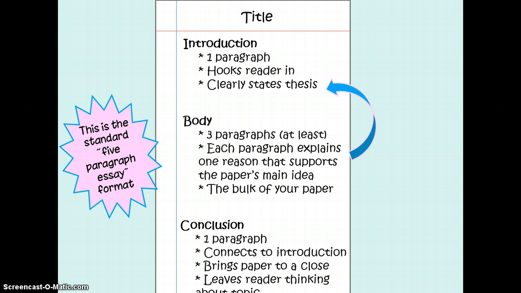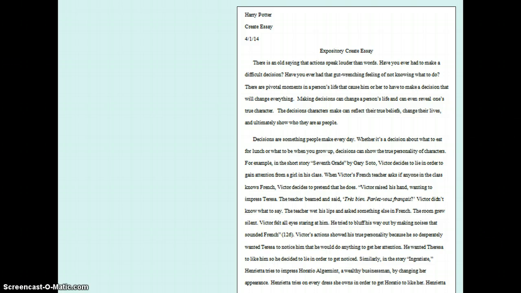And then finally, we're going to have our conclusion. It is one paragraph at the very end of our reading. It connects back to the introduction, and it brings our paper to a close, leaving the reader thinking about the topic. All right, so let's now look at that actual example essay that Harry Potter has written for us.